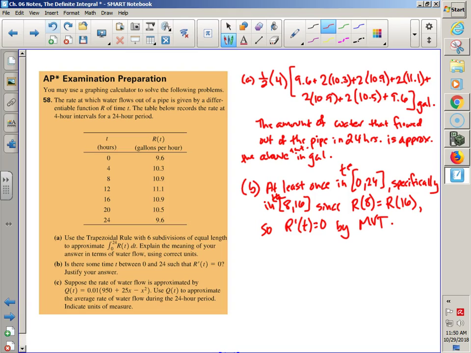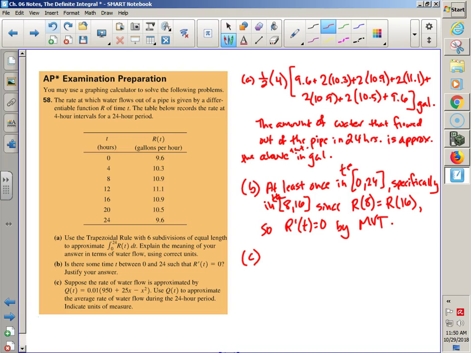Letter C. Ooh, I have a function. Go team. What do they want me to do with that said function? Suppose the rate of water flow is approximated. What do you mean add? Oh, average makes so much more sense. I was like, what are you adding? Use Q of t to approximate the average rate. And that is a rate, right?